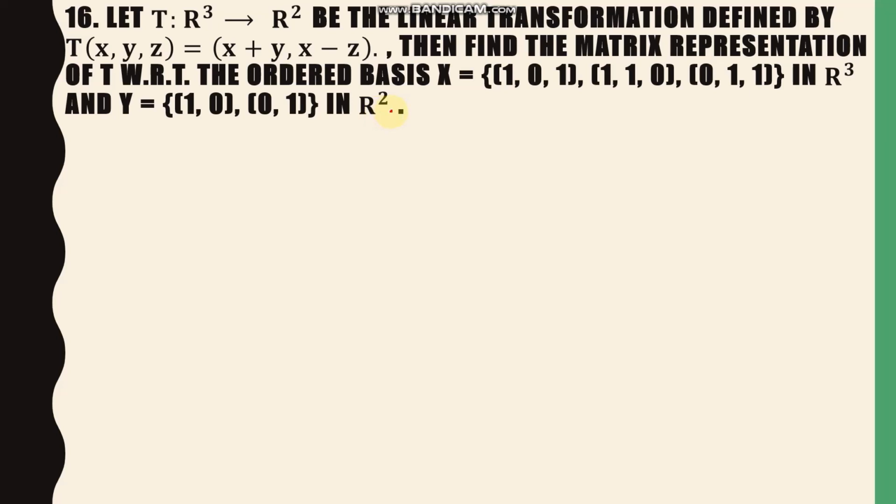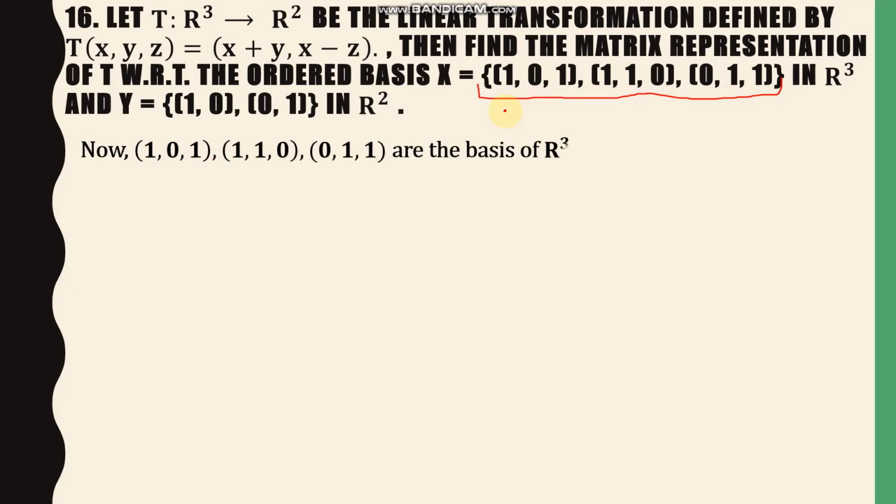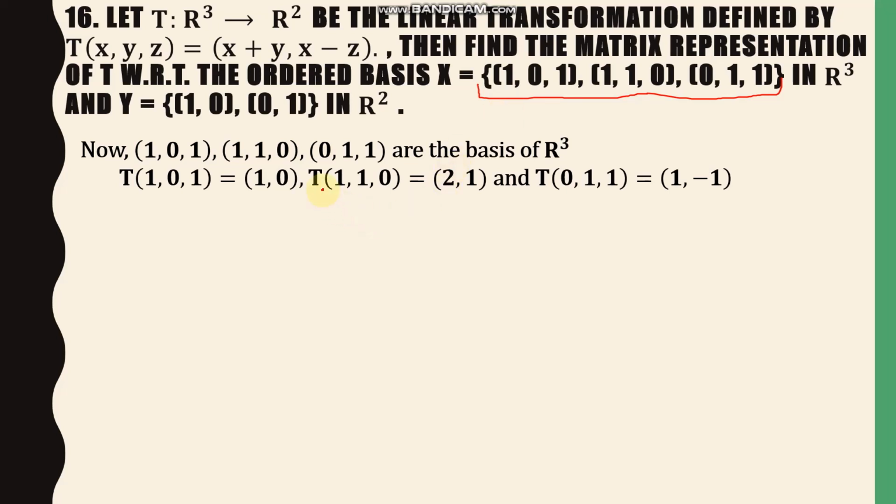What we will do is find the image of these bases first under T. So these are the bases. Let's find T of (1,0,1), T of (1,1,0) and T of (0,1,1). So what is T of (1,0,1)? You have to put x equal to 1 and z equal to 1 in the transformation. So we get 1 plus 0, which is 1, then 1 minus 1, which is 0. So we get (1, 0).